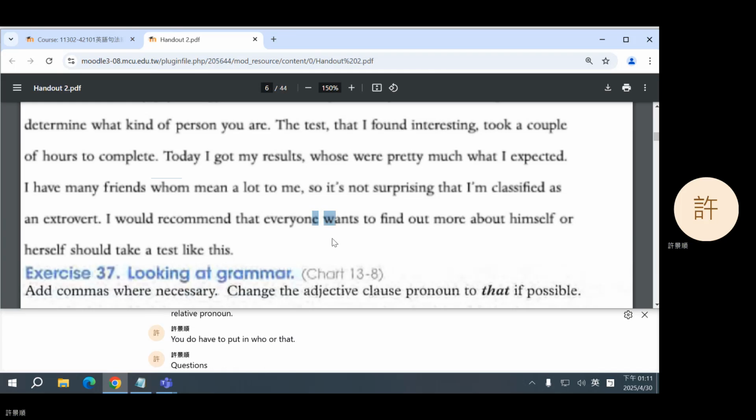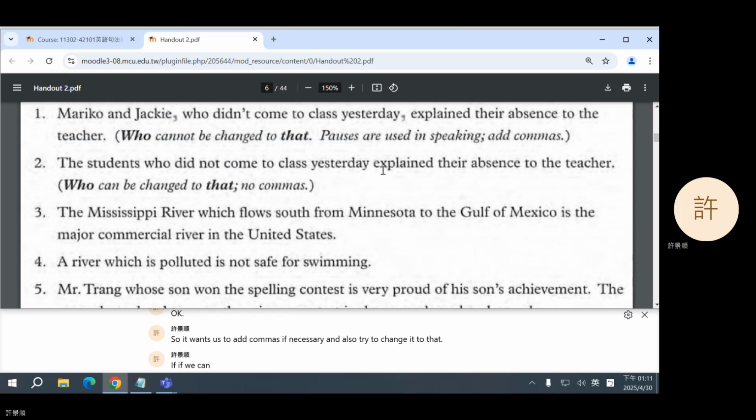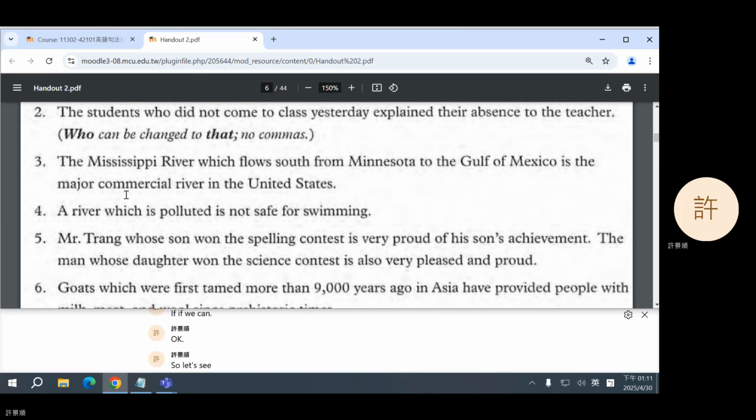Questions? Moving on. Next page, next part. Okay, so it wants us to add commas if necessary and also try to change it to that if we can. Okay, so let's see. Commas. And because there are commas, you cannot change it to that. Number 4, no commas. So we can change the word which to that.